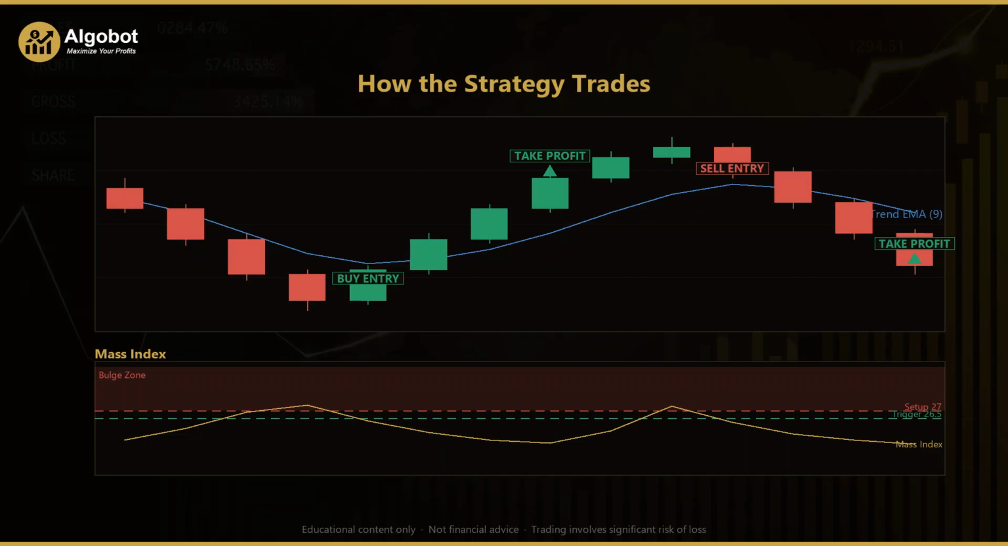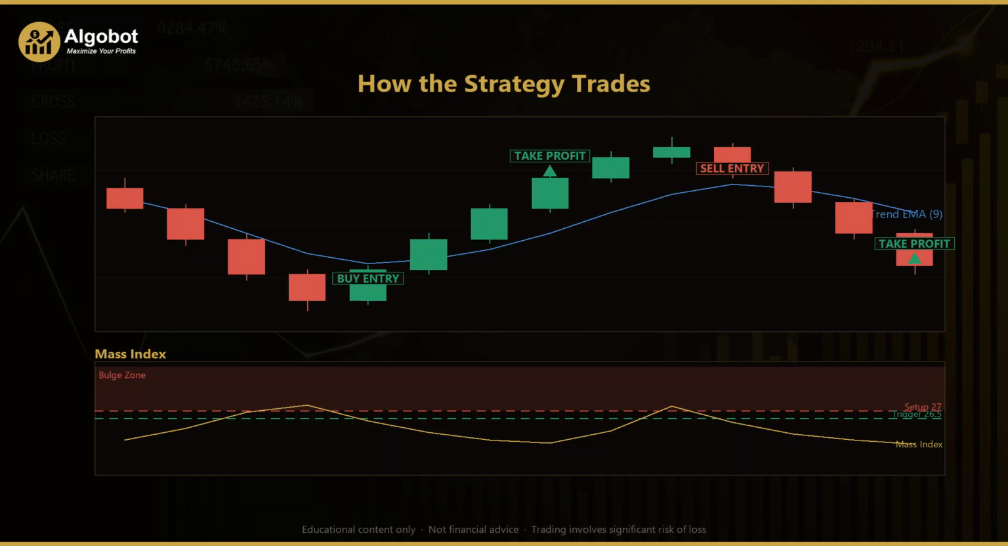From there, price rolls over. The candles begin closing lower, the trend EMA turns down, and the market slides toward the take profit target below. When price reaches it, the short trade closes for a gain in this example. Once again, the strategy faded the crowd, entering as the prevailing move lost momentum rather than following it.